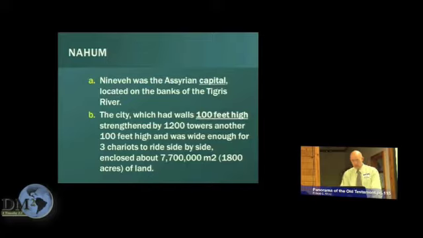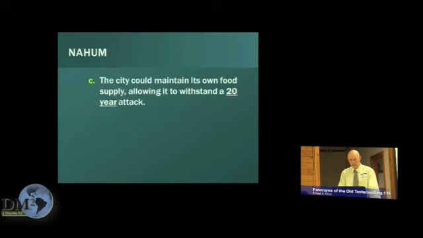The city, which had walls 100 feet high, strengthened by 1,200 towers, another 100 feet high, and was wide enough for 3 chariots to ride side by side, enclosed a lot of land. I mean, they got a highway system up there, logistically to support a siege for years. The city could maintain its own food supply, allowing it to withstand a 20-year attack. It's got its own water source as well.